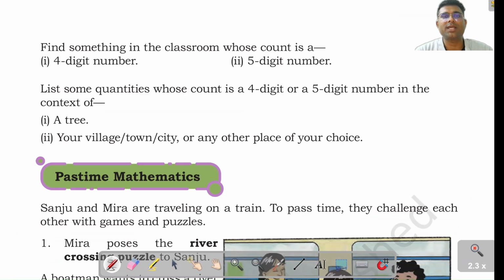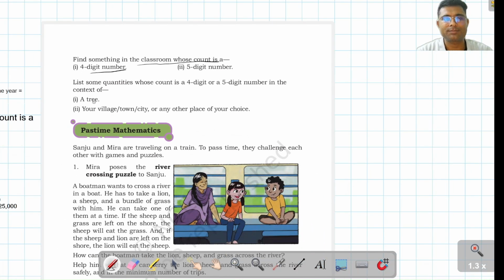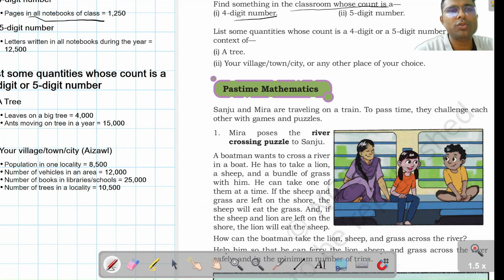Coming to next page, find something in your classroom whose count is a 4-digit number. So you have to find something whose count is a 4-digit number. Pages in all notebooks of the class, that will be a 4-digit number बच्चों. Next is 5-digit number. Letters written in all notebooks during the year will be around a 5-digit number.